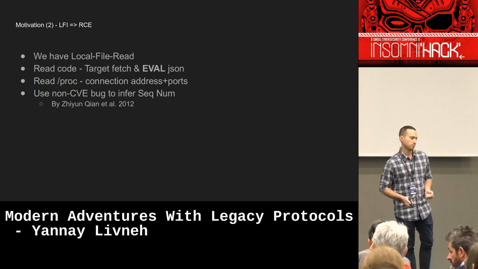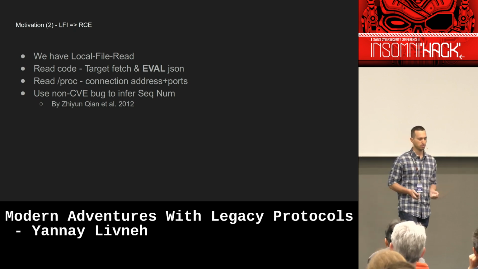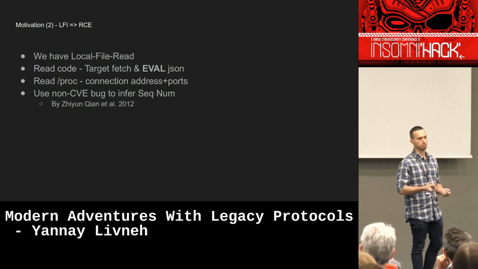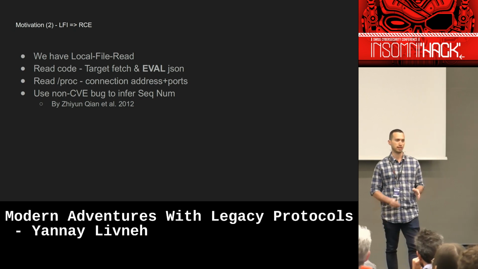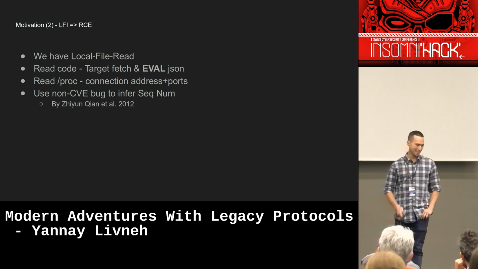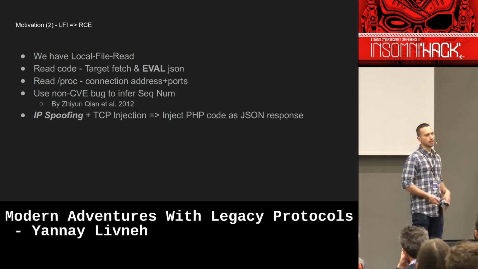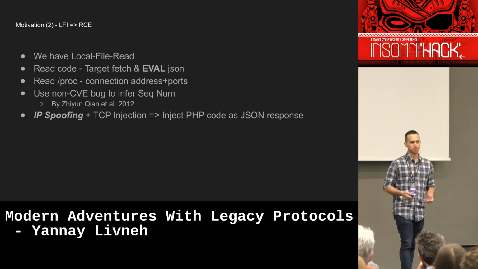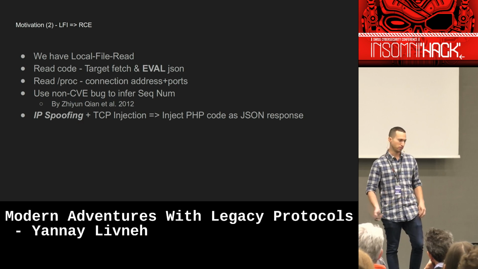And to infer the sequence number, we used a very old bug in the Linux kernel that didn't have a CVE. It was fixed in 2012, but the fix was not very widely deployed at the time because it didn't have a CVE. It's by this really, really cool researcher that I don't know how to pronounce his name, but he's very cool, and check out his other work. I'm sorry. And we used all that, and we used our IP spoofing capability. We did TCP injection. We injected a PHP code instead of the JSON, and we basically got an RCE on the target. So these are 2 examples in which IP spoofing can be very, very helpful, and were helpful to me.